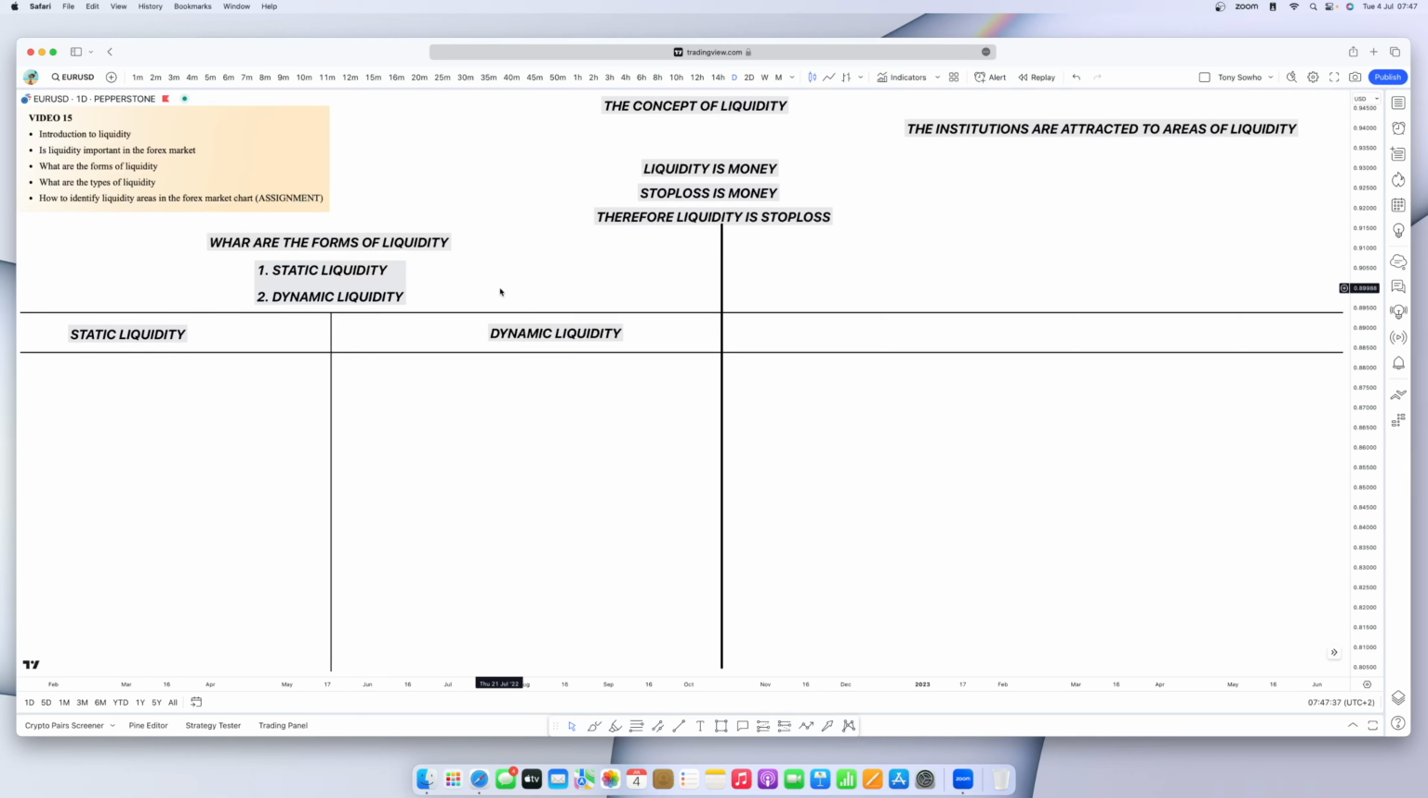Okay, so now we have the static liquidity and the dynamic liquidity. Like I said, static is stagnant, right? Then dynamic is something that is moving, right? So now, how do you spot a dynamic liquidity? How do you spot a static liquidity? This is how you spot a static liquidity.